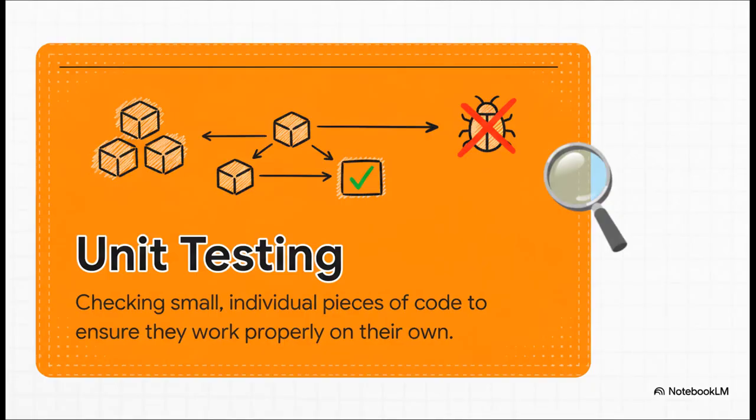So we start at the absolute bottom, the tiniest level imaginable. That's unit testing. This is usually the developer who wrote the code checking each individual component, a single function, one little piece of logic, all by itself, basically asking, is this one single brick solid before we add it to the wall?